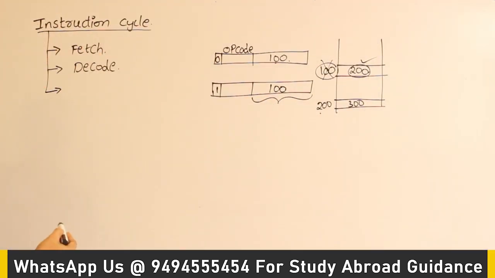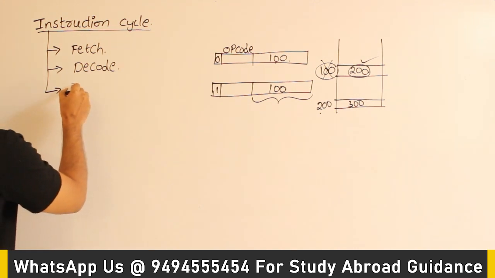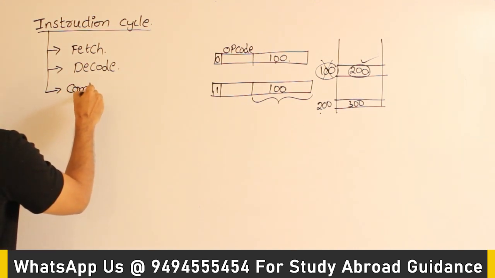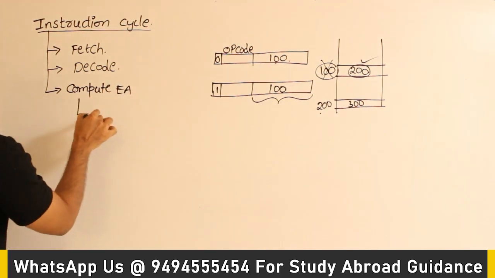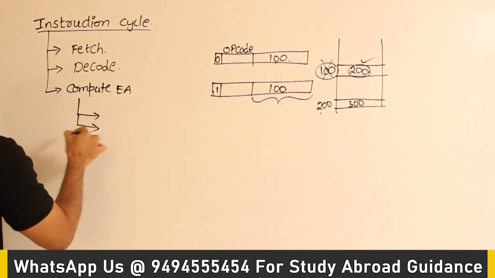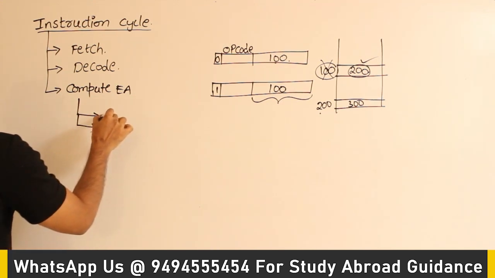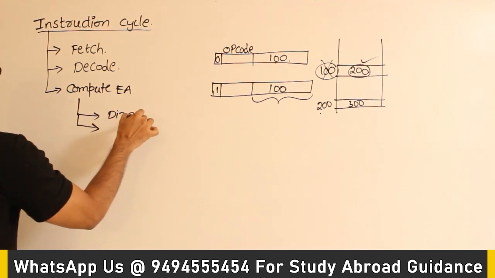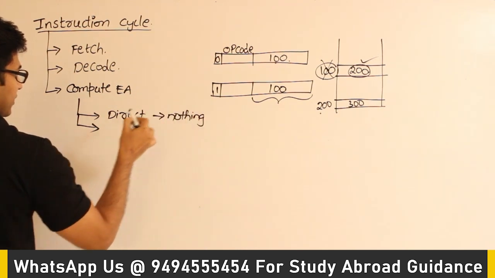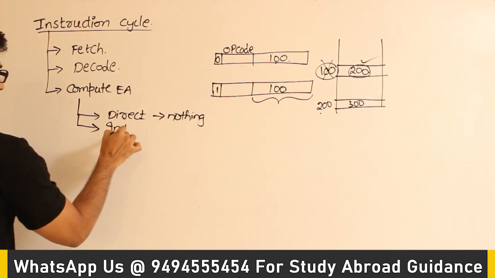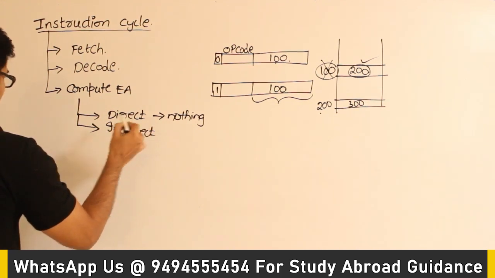Got it? Therefore, depending on what it is, we have to compute the effective address. So in this case we have two cases. One case is if it is direct, then nothing is required, right? In case it is indirect, then what should we do?